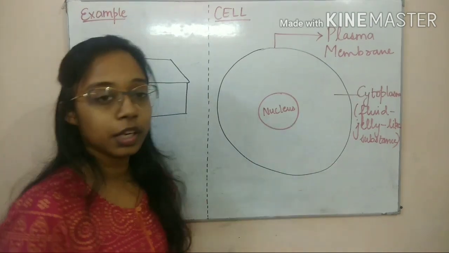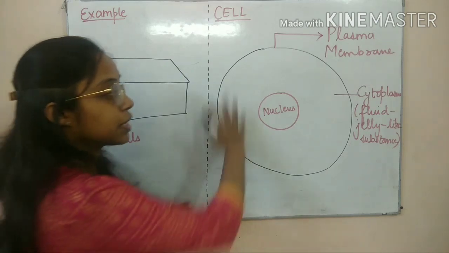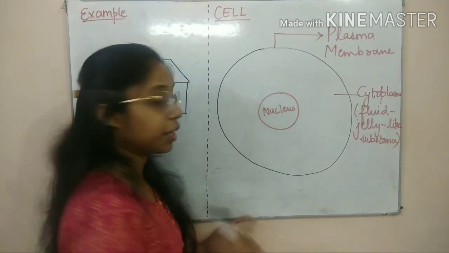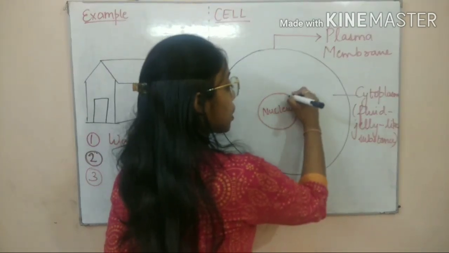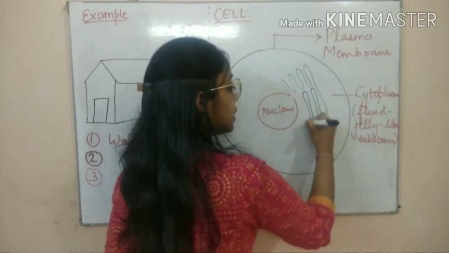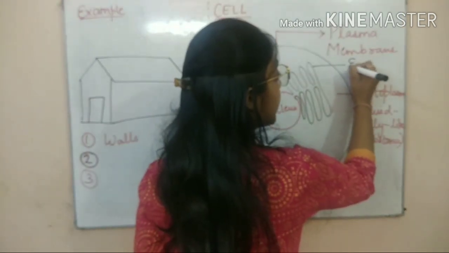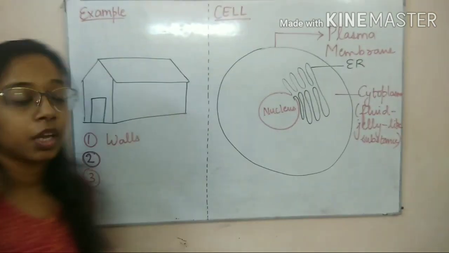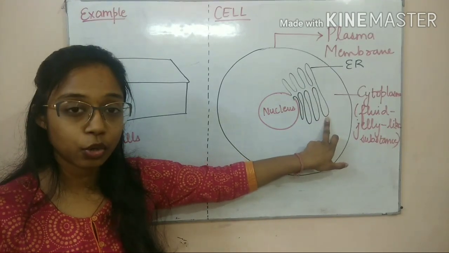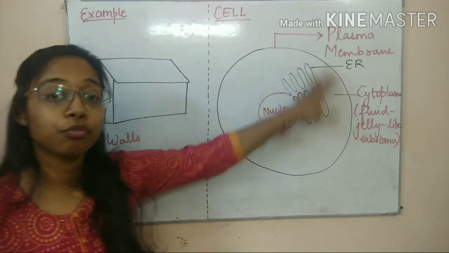Similarly, this nucleus orders another organelle of this cell family to make food for the cell. And this organelle is called endoplasmic reticulum. It looks something like this. It has many folds. So this is endoplasmic reticulum, ER. The nucleus, which is the head of the family, orders the endoplasmic reticulum, which is actually the mother in the house, to prepare food for the cell.